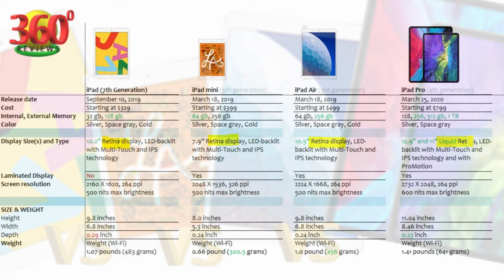However, Pro models have liquid retina displays which have a much higher level of pixels per inch to create a paper-like screen effect where pixels are not visible to the naked eye and even the colors are more accurate. All these models except for iPad 10.2 have laminated displays.